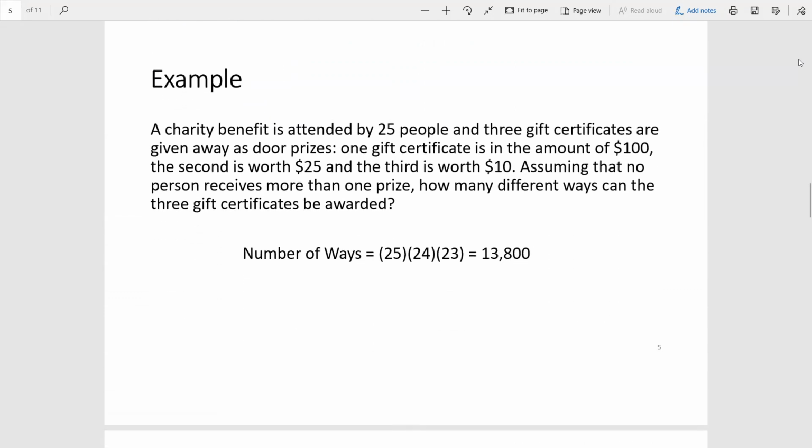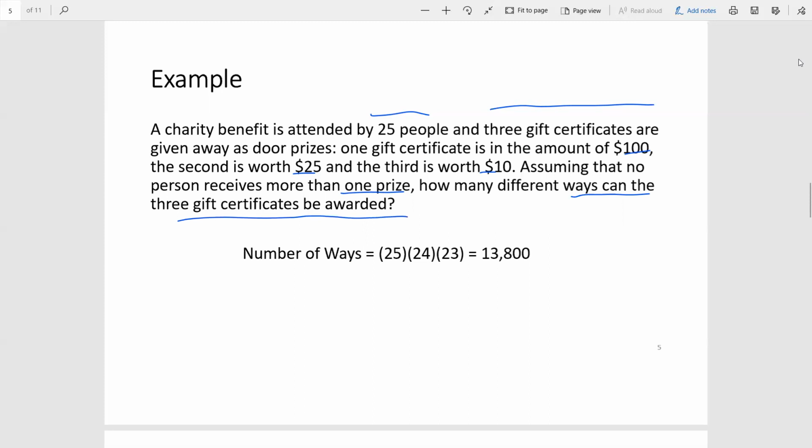Now, here's an example. You have a charity event attended by 25 people, and you have 3 gift certificates given away as door prizes in the amount of $100, $25, and $10. Assuming that no person receives more than 1 prize, how many different ways can the 3 gift certificates be awarded?